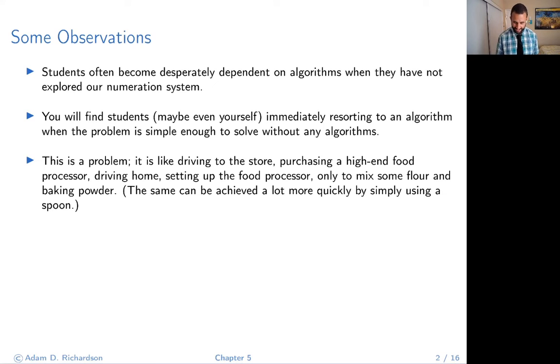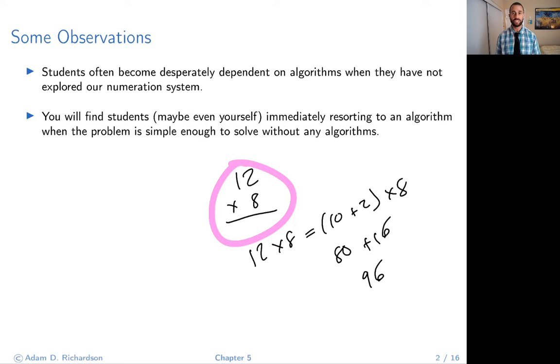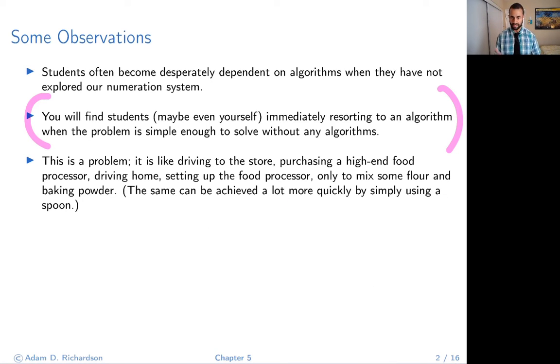Yeah, so here's the thing. If students are resorting to stuff like this to compute 12 times 8, that's a problem. And I have this analogy here that it's like driving to the store, purchasing a high-end food processor, driving home, setting up the food processor, only because you needed to mix some flour and baking powder. You could have achieved the same result by just using a spoon, but if you don't know that that tool is there and you don't have that tool, you're never going to think to use it. If you're only ever shown how to mix things using a food processor, that's all you're going to know. And you're going to think that you need to go for the big guns when you do something like that, but you don't.